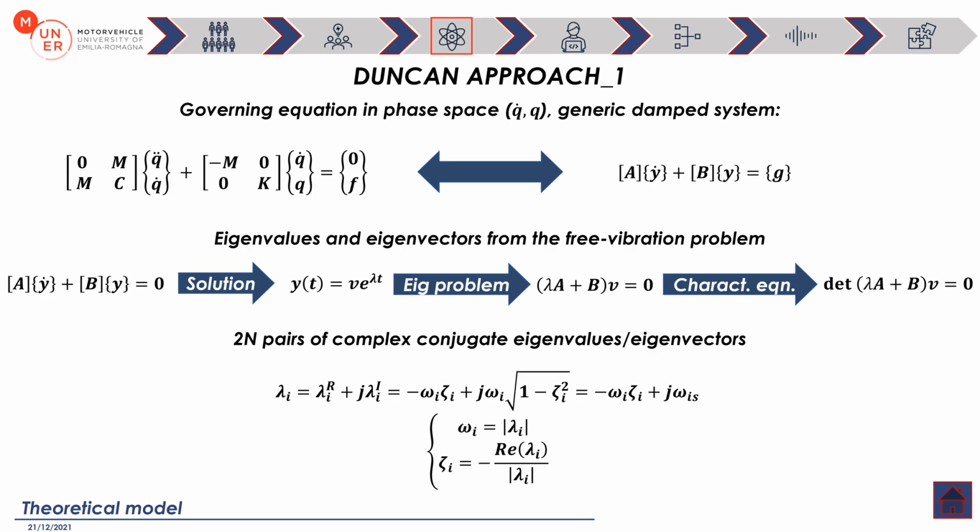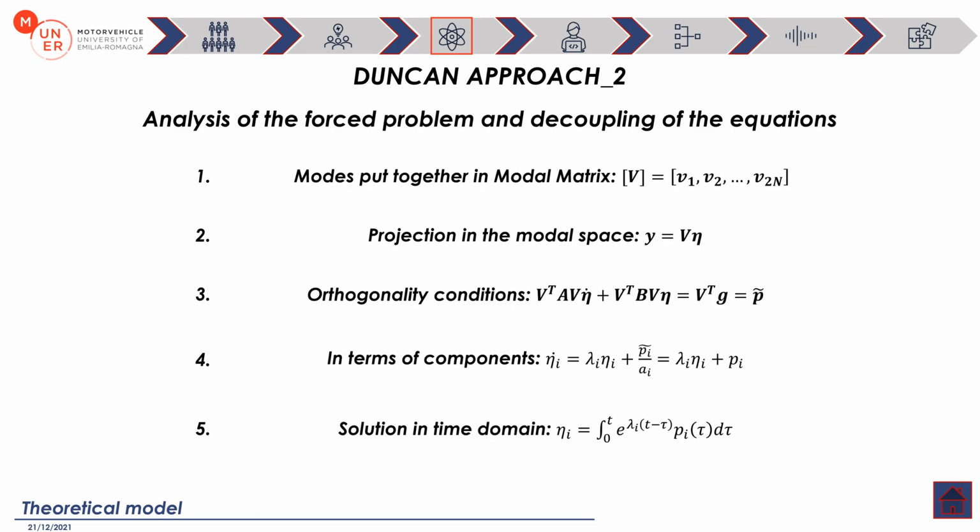At first, the free vibration problem was considered to find eigenvalues and eigenvectors. In particular, 12 eigenvalues and eigenvectors have been found, which is in accordance with the theory, and we checked they were pairs of complex conjugates. After finding natural frequencies and mode shapes, which have been arranged in the modal matrix, it is possible to solve the forced problem. To do so, you take advantage of the orthogonality conditions, and finally, of the convolution integral to determine the solution in time domain.